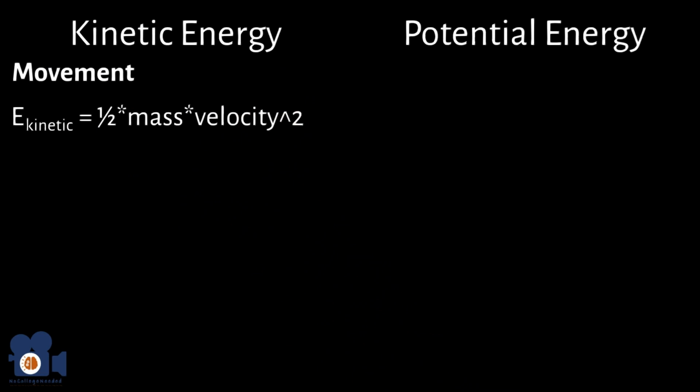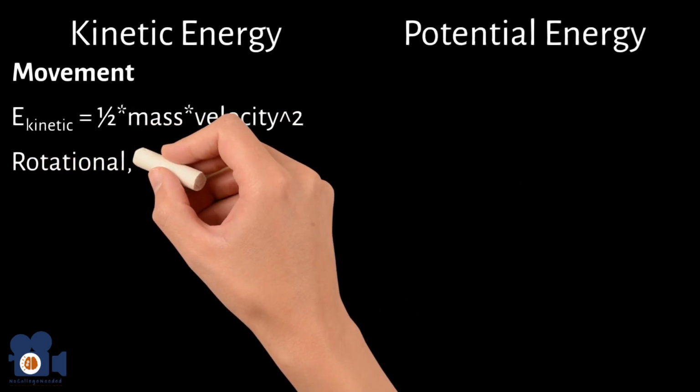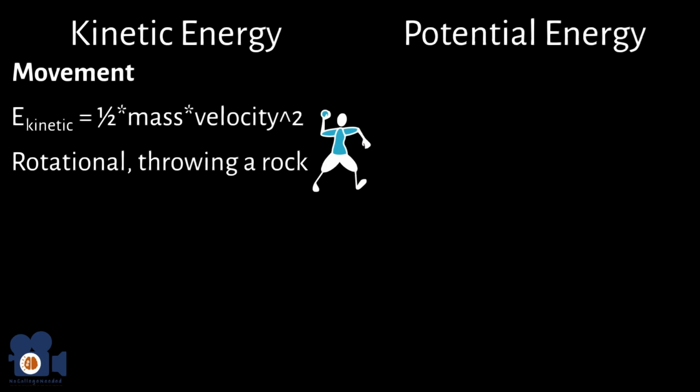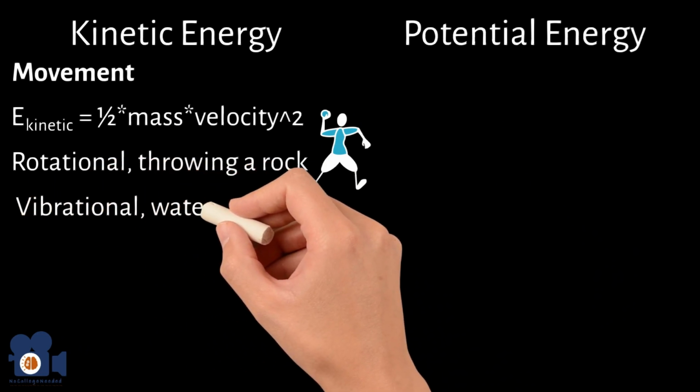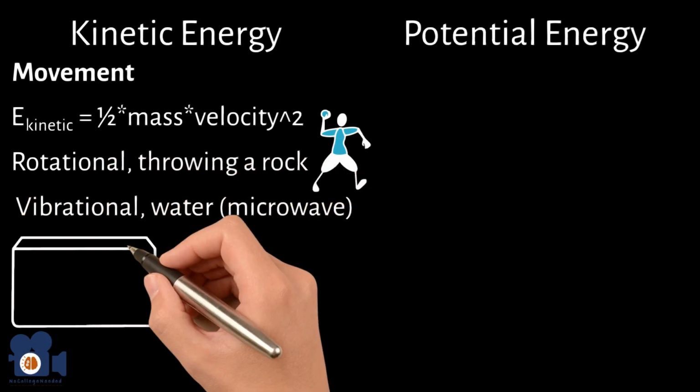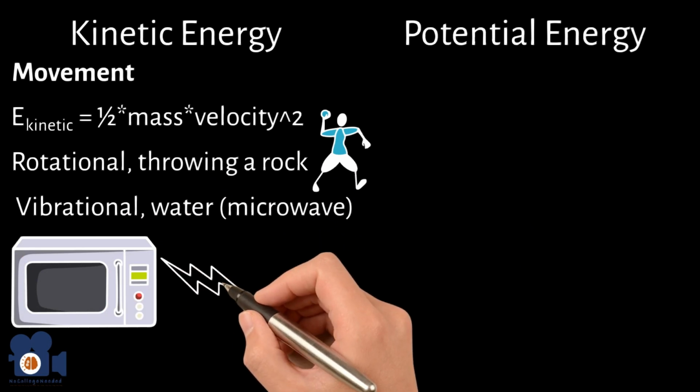There are two main types of kinetic energy: rotational, such as throwing a rock, and vibrational energy, such as water molecules vibrating in a microwave. This is how microwaves heat up your food, by the way.